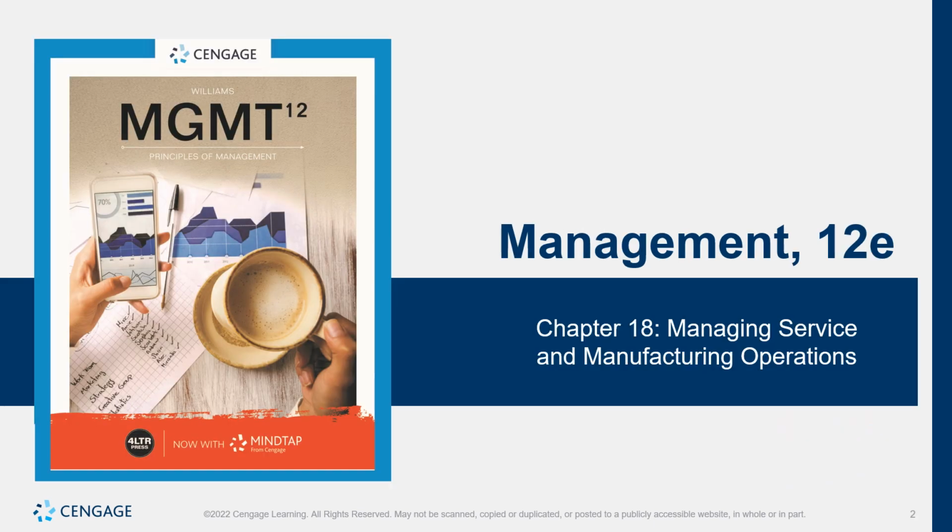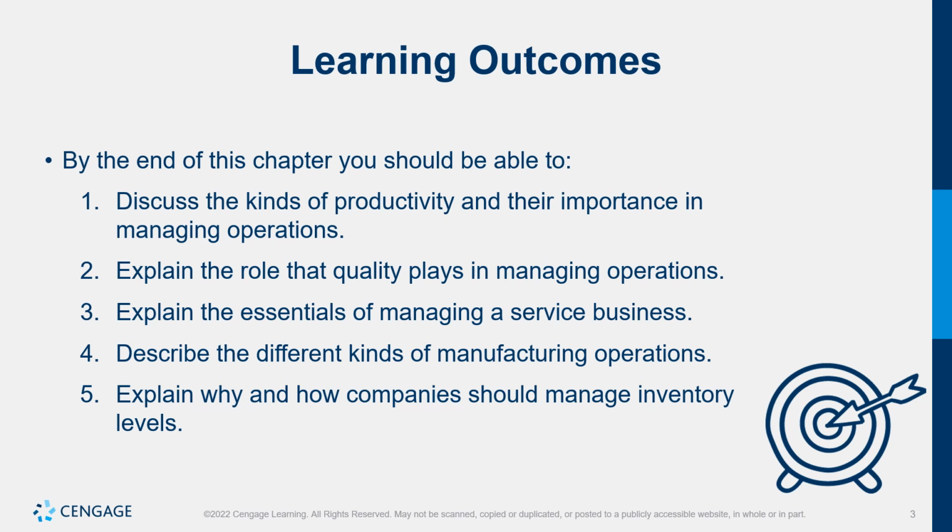This lecture is looking at Chapter 18, Managing Services and Manufacturing Operations. The learning outcomes include discuss the kinds of productivity and their importance in managing operations, explain the role that quality plays in managing operations, explain the essentials of managing a service business, describe the different kinds of manufacturing operations, and explain why and how companies should manage inventory.